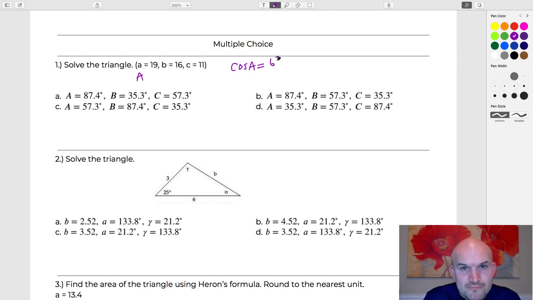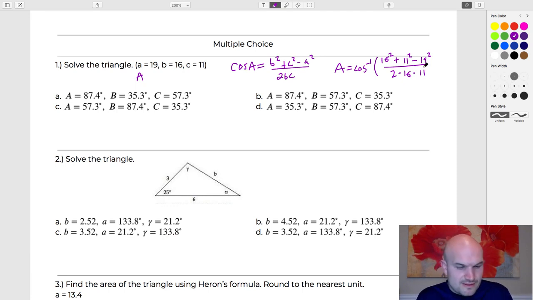So that's going to be b squared plus c squared minus a squared divided by 2 times b times c. Okay, so let's just type that in. So a is equal to cosine inverse of 16 squared plus 11 squared minus 19 squared all over 2 times 16 times c, which is 11. All right, so let's go and figure this one out.